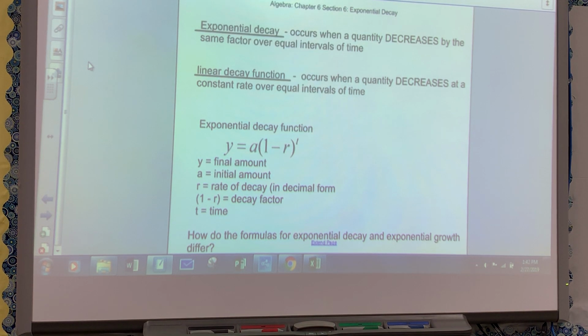All right, we cool with that? We see the difference? Linear decay function, you're subtracting the same amount every time. Exponential decay function, you're actually dividing the same amount every time, approximately.